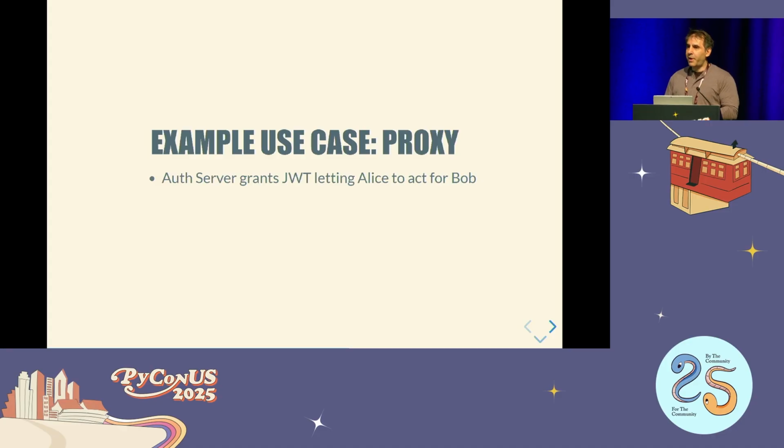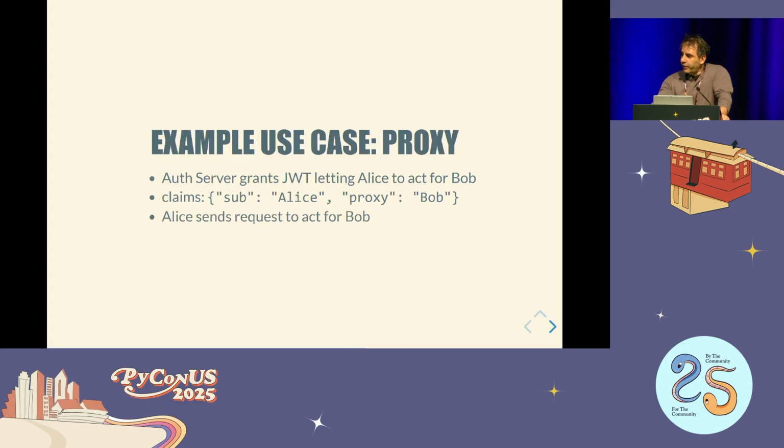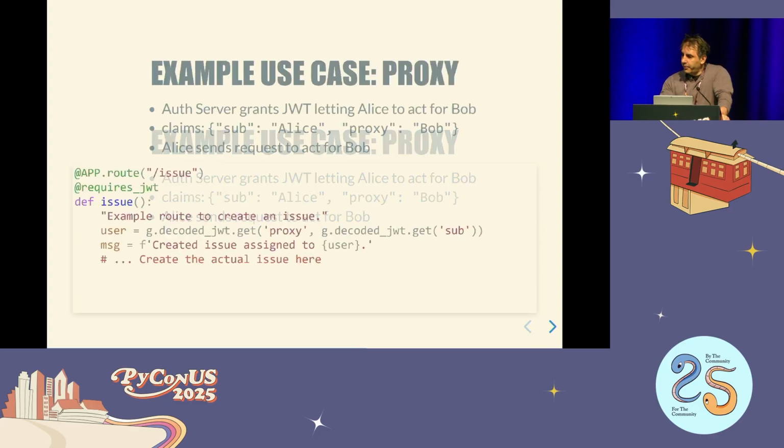So how can we do something better than having Bob give Alice his password? Well, we can have a system where in the claims, we have the subject, that is sub, be Alice, because she's going to be the person doing the actions. But we can have another field that says proxy Bob. You could also say effective user Bob, but proxy fits nicer on the slide. Okay, so Alice is going to send a request to act for Bob.